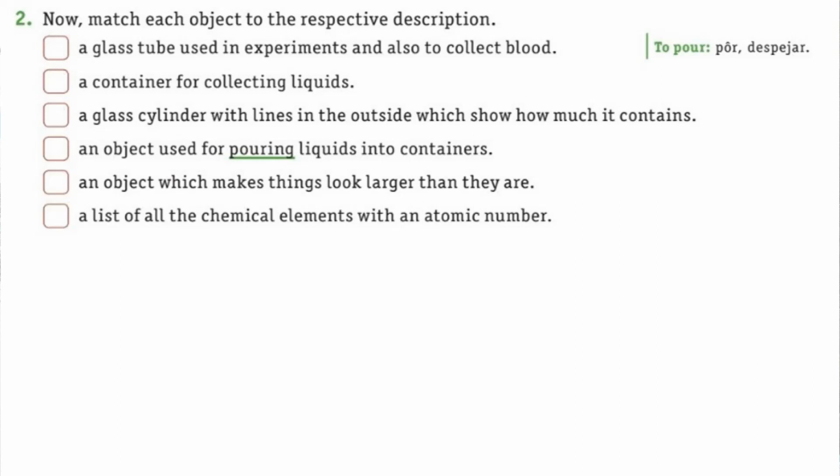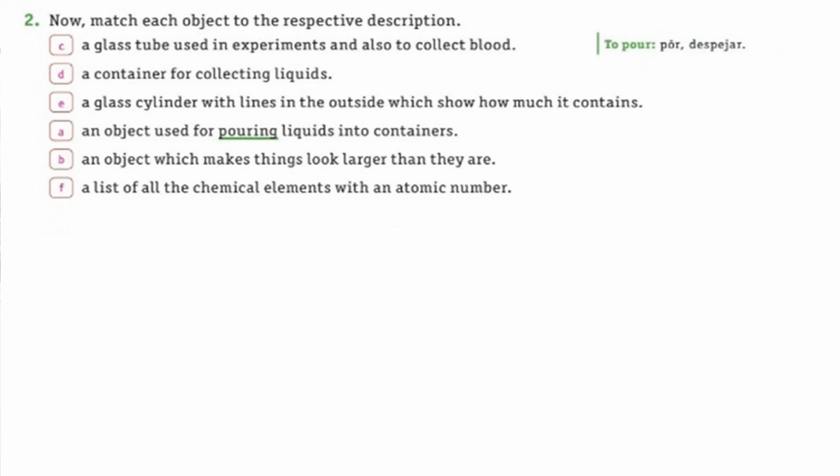Now we're going to have the correction of this same exercise. So talking about our sentence number 1, a glass tube used in experiments and also to collect blood. We're talking about a test tube. That's going to be a letter C. A container for collecting liquids. We're talking about a flask. So flask, which is letter D.